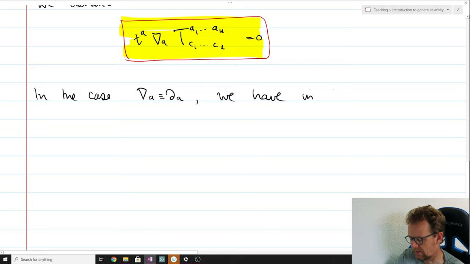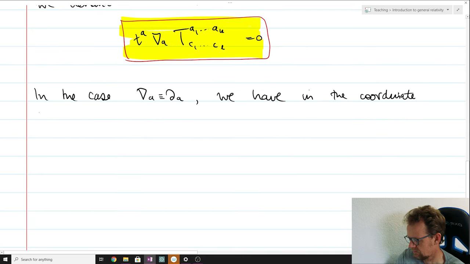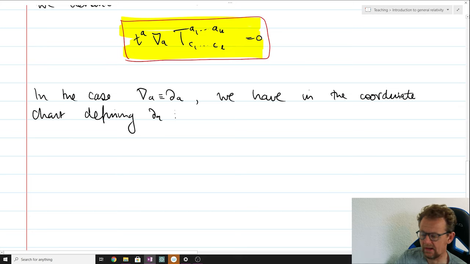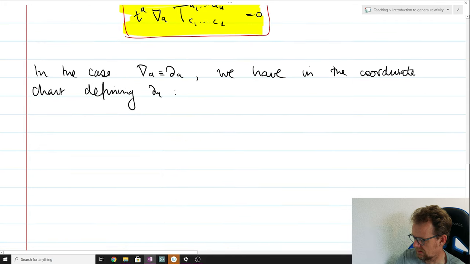So in particular, if you go to the coordinate chart defining delta A, and then you write out this first parallel transport condition in components, then what do you get? Well, the tangent vector to the curve is just the derivative of the coordinates of the curve with respect to the parameter specifying where you're along the curve.